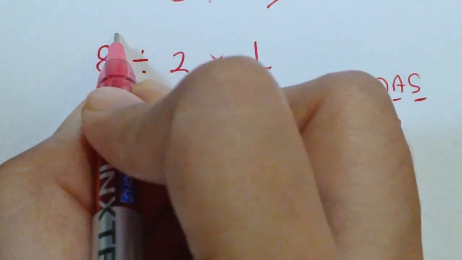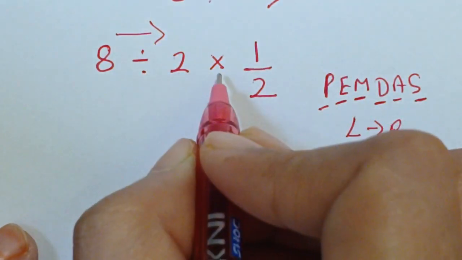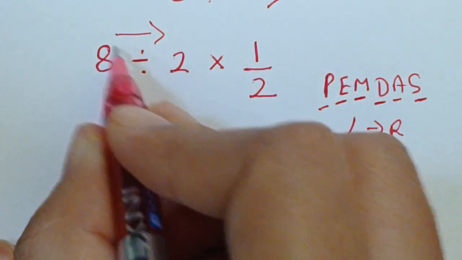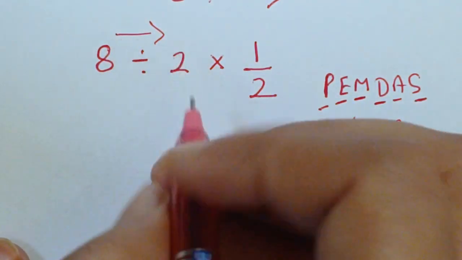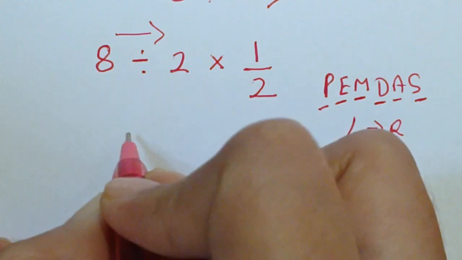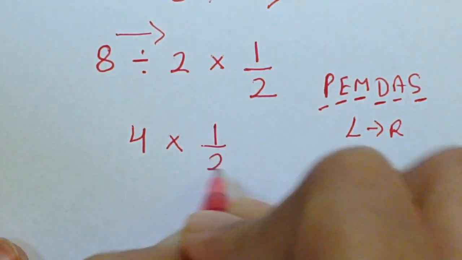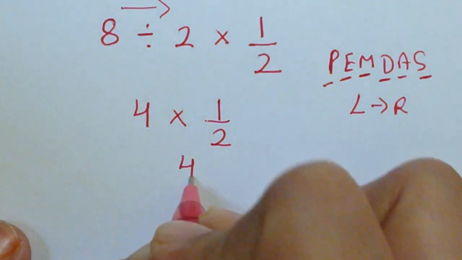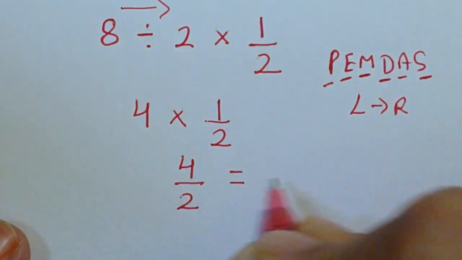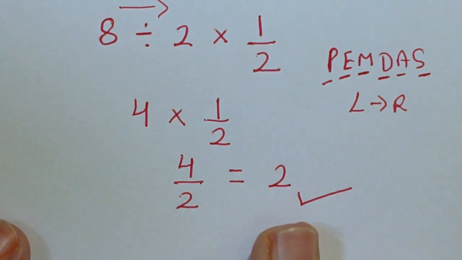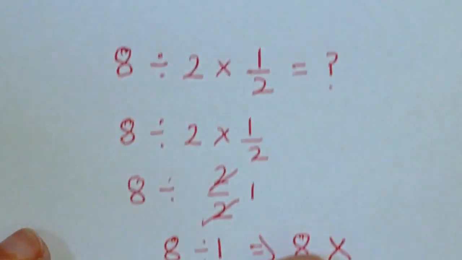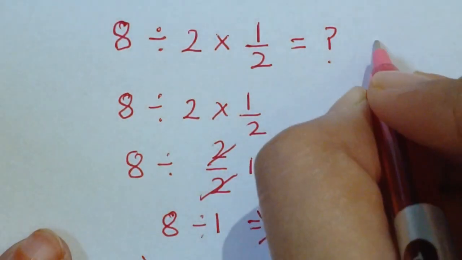So here we go from left to right because division and multiplication both have equal priorities, therefore first we'll solve this one. We go from left to right. So here 4 will come times 1 by 2. So 4 by 2, which is 2. The correct value for this expression is 2.